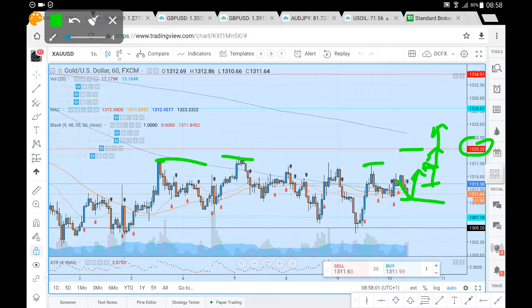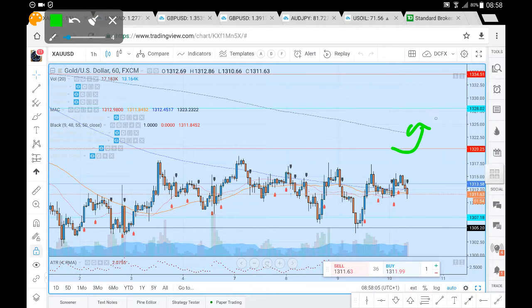But on the breakout we're probably going to see a bit of volatility come into the market. So beyond the 1320.25, we're looking for moves up towards 1325, where we previously found resistance, and beyond there 1328 and 1334.51. Those are the levels we are looking at to the upside.